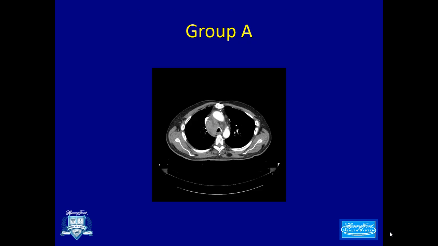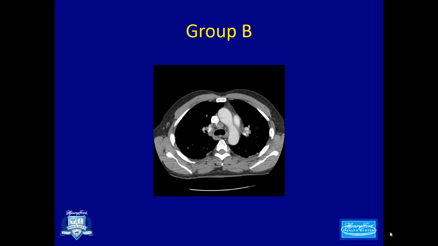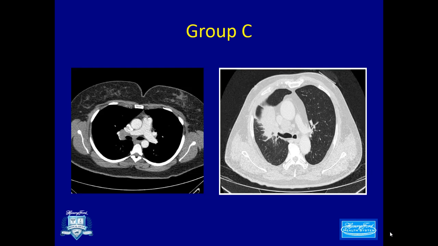Group A, you see infiltration of the mediastinum. You cannot really distinguish the lymph nodes at all. It's just a big mass. This is regardless of what's happening on the lung parenchyma, so it's either a lung nodule or a lung mass. Group B, you are able to distinguish the mediastinal lymph nodes. They are more than 1 centimeter in size with the short axis diameter.